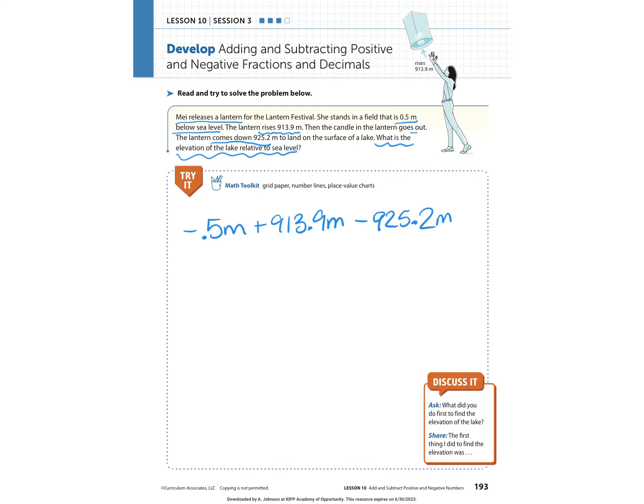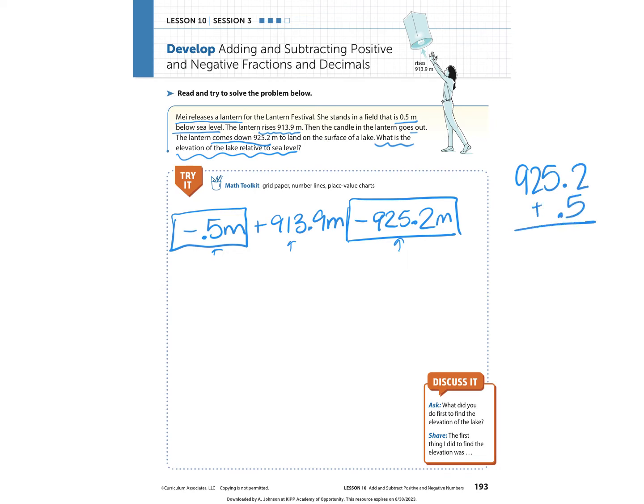Okay, so I should just be able to add and subtract these rational numbers to see the elevation of the lake, because we started below the lake, then we went up, then we went down. Now, here's what I like to do when I have multiple integers. Everything that has the same sign, I'm going to add those together. So 925.2, I'm adding to that 0.5. So I'm going to get 925.7. And since they were negative, they're still negative.